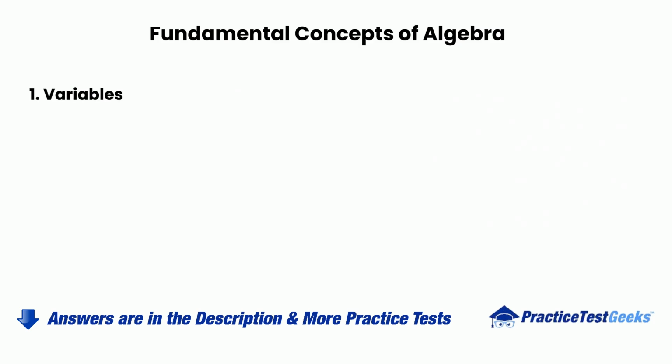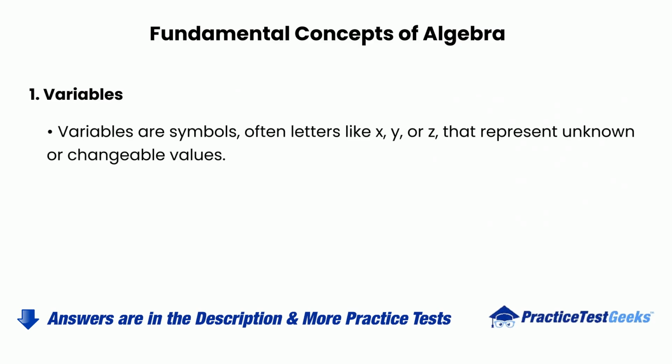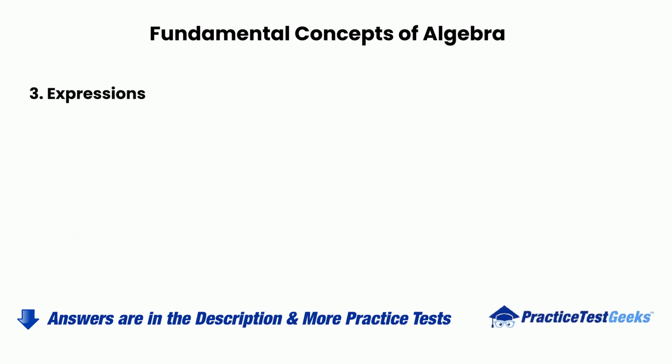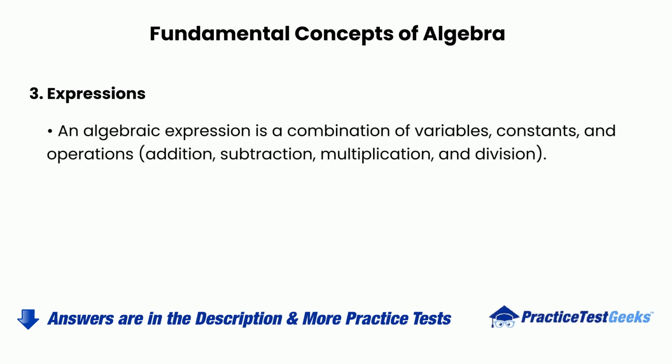1. Variables. Variables are symbols, often letters like x, y, or z, that represent unknown or changeable values. 2. Constants. A constant is a fixed value that doesn't change, like 3, -7, or pi. 3. Expressions. An algebraic expression is a combination of variables, constants, and operations, where operations are addition, subtraction, multiplication, and division.